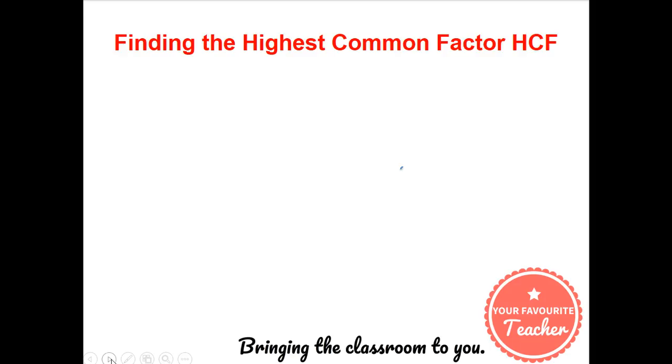Today we're going to be looking at finding the highest common factor of two numbers. To do that, we're going to be using numbers that we've got from our prime factor tree. So if you haven't seen that video, I suggest you take a look at it now.